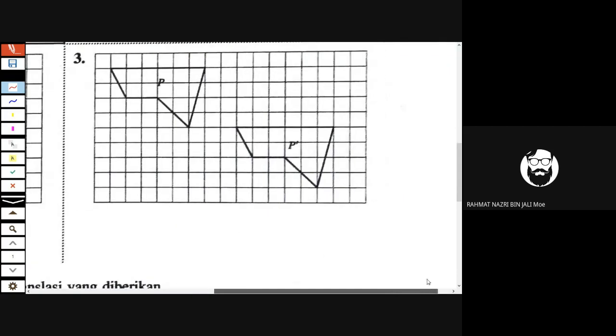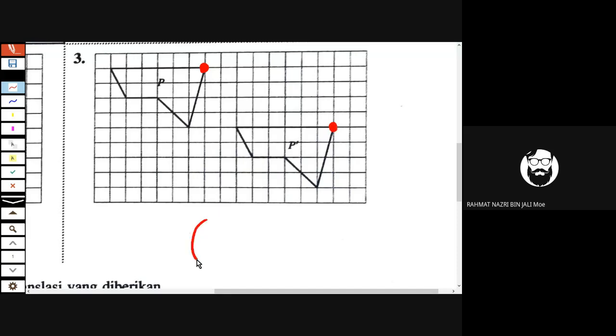Okay, next, number 3. Okay, objek ini, objek di atas, dan image di bawah. Kita ambil satu corner saja. Let's say ambil titik ini. Jadi di manakah image kepada titik ini? Ialah di sini.